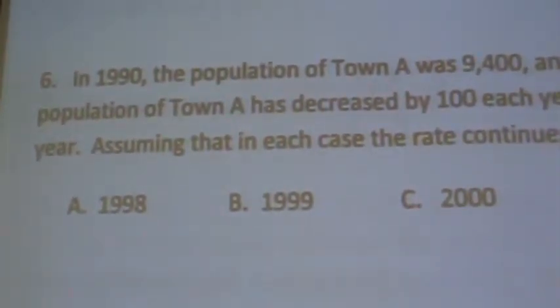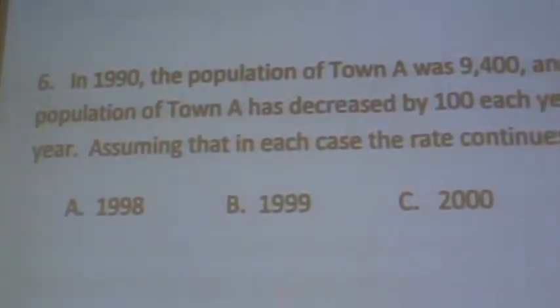Okay, number 6. In 1990, the population of Town A was 9,400. The population of Town B was 7,600. It's saying that Town A has a higher population than Town B. And it says every year, the one that's higher, this one, is going to go down 100.